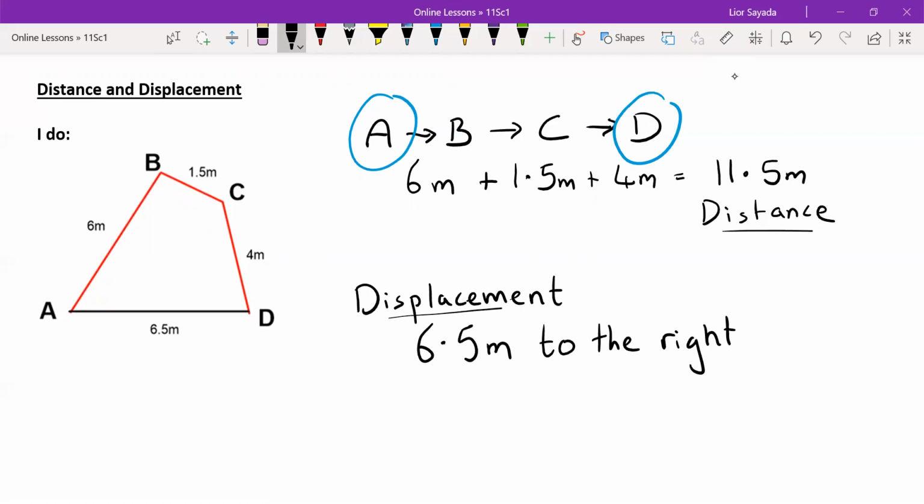So in summary, distance is just the total amount of ground covered during the journey, usually measured in meters, whereas displacement is a measure of how far the object is from its starting position with a direction. Distance is just a scalar quantity, a total amount of meters. Displacement is a vector quantity, a measure of how many meters you are from where you started with a direction.